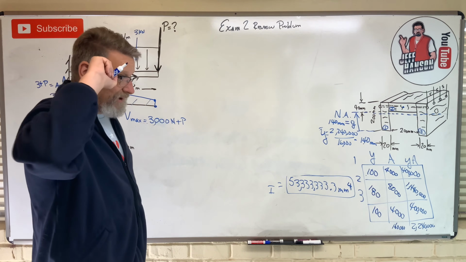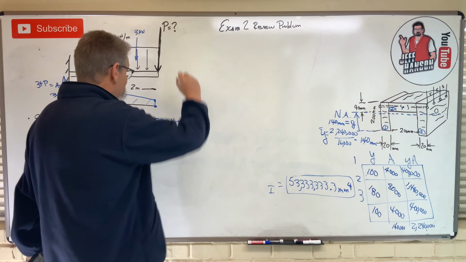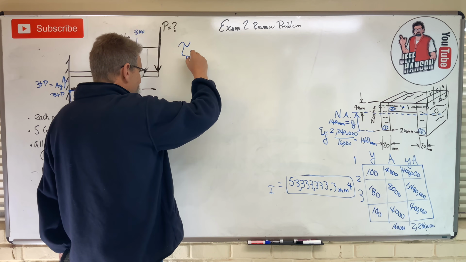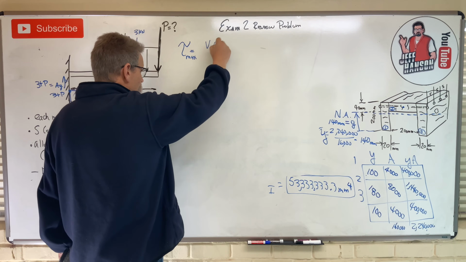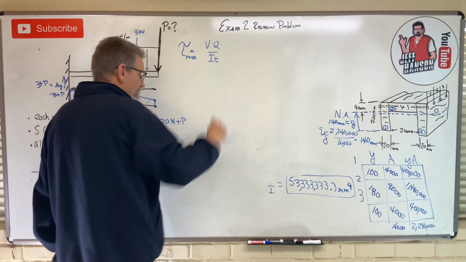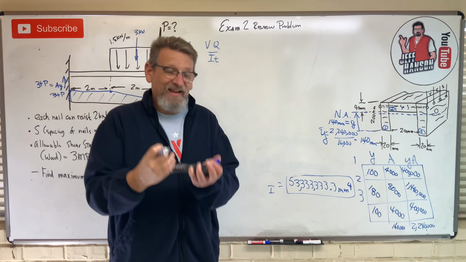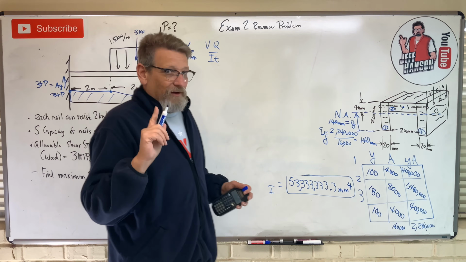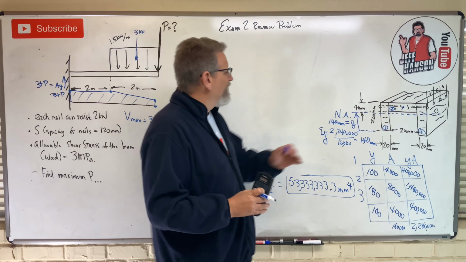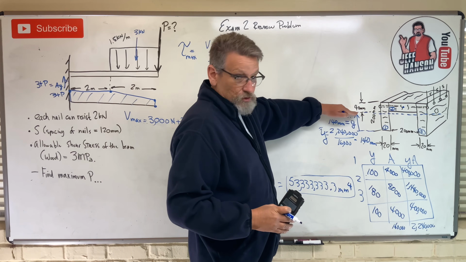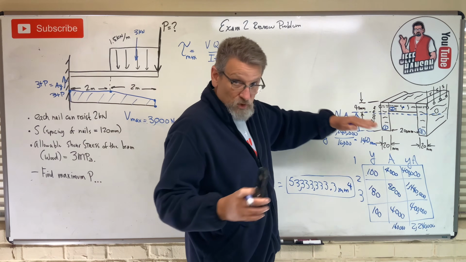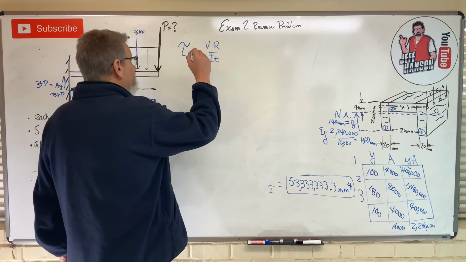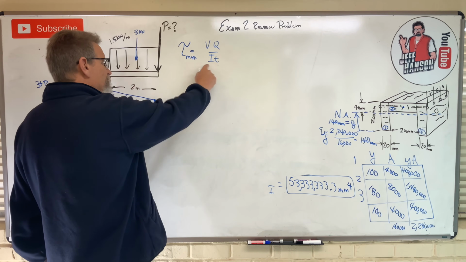I'm testing scenario number one. Scenario number one in my mind is, will the wood fail? And the wood failing is this: tau equals tau max, equals VQ over IT. Where is the absolute biggest shear stress? Where does it occur? Do you remember? Always at the neutral axis. So the biggest shear stress is going to occur here at the neutral axis, because that's when Q is as big as it can possibly be.